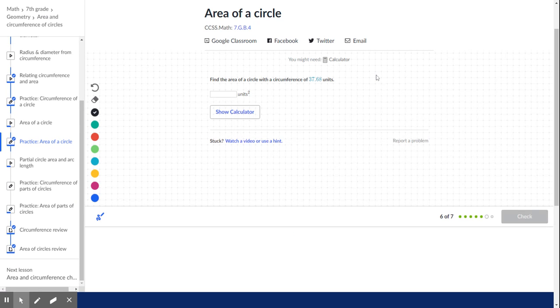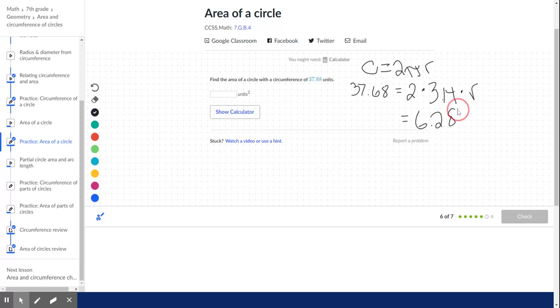Over here on this one, they give us a circumference again. Yesterday we learned that the circumference is equal to 2 times pi times r. My circumference, 37.68, is equal to 2 times, I'm going to take out my pi and put in 3.14. And I can't take out my r because I don't know what that is. I know that 2 times 3.14 is going to get me 6.28. And that's equal to 6.28 times r, and that is equal to 37.68.